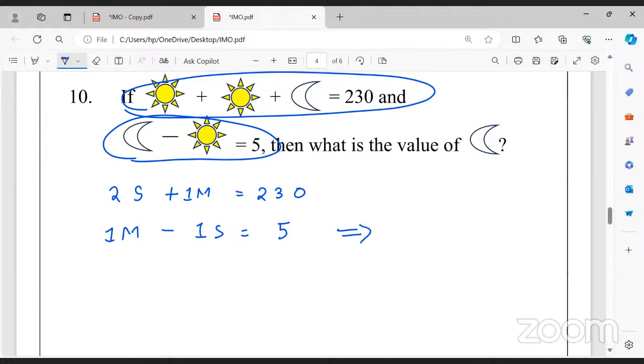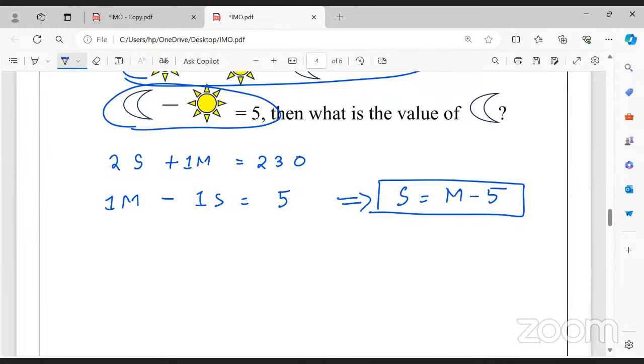With this, can I say that if I change this, sun is equal to moon minus 5? Yes or no? Yes, very good. Because I'm changing it, the sun is where it is and the 5 has gone to the moon's side. So it is m minus 5. Now I'm going to put the value.